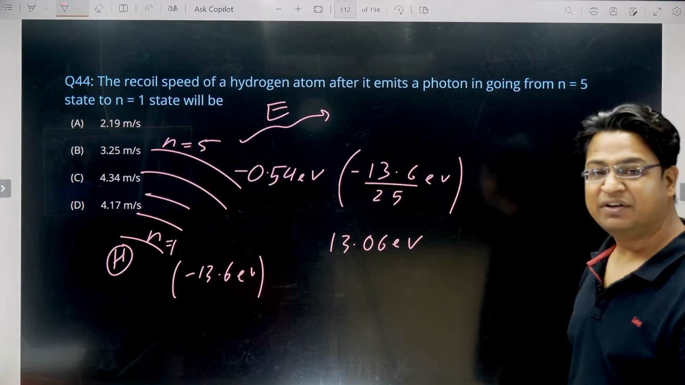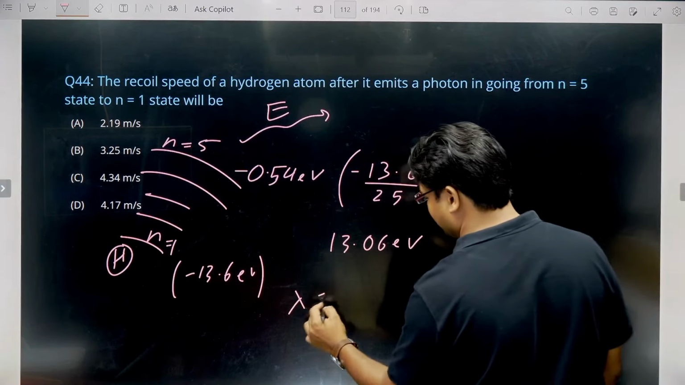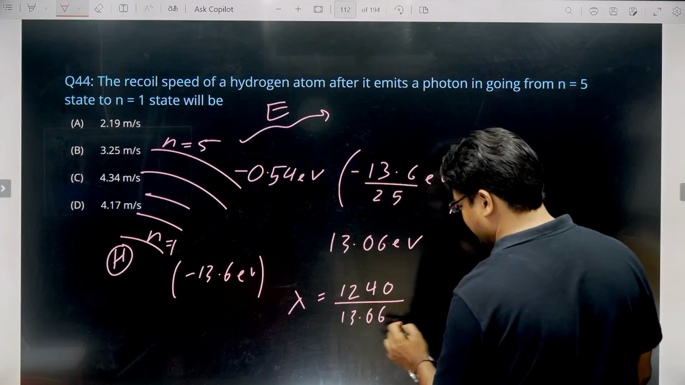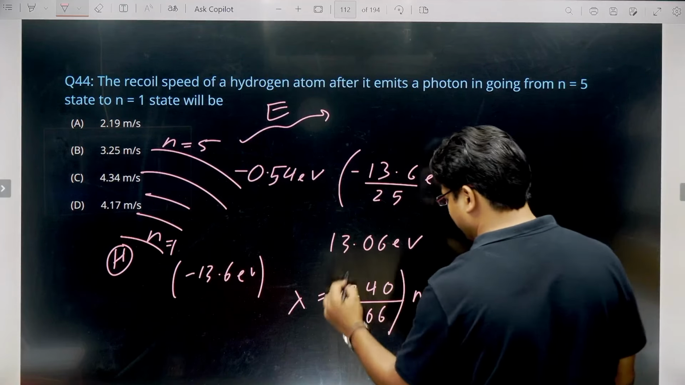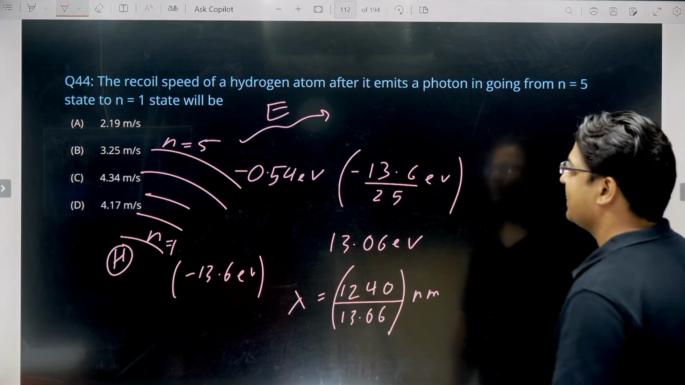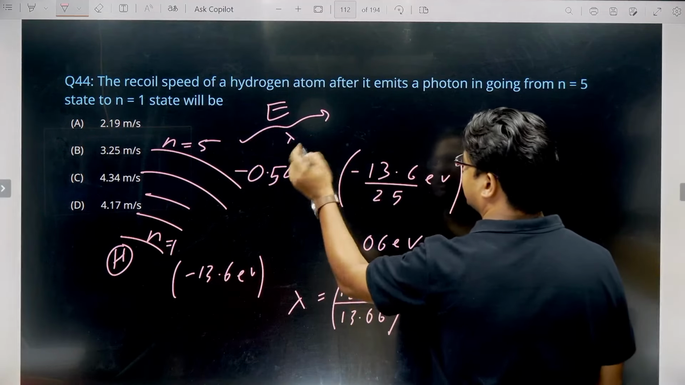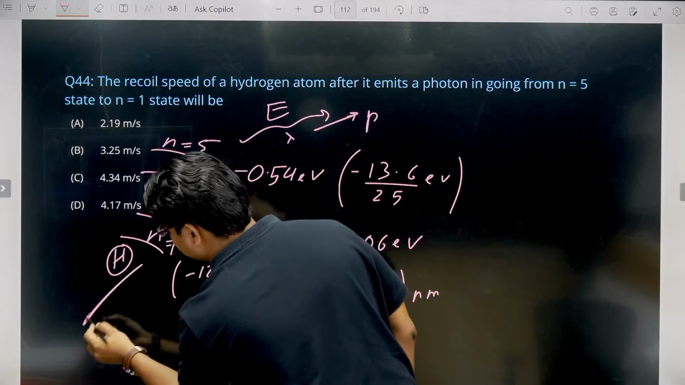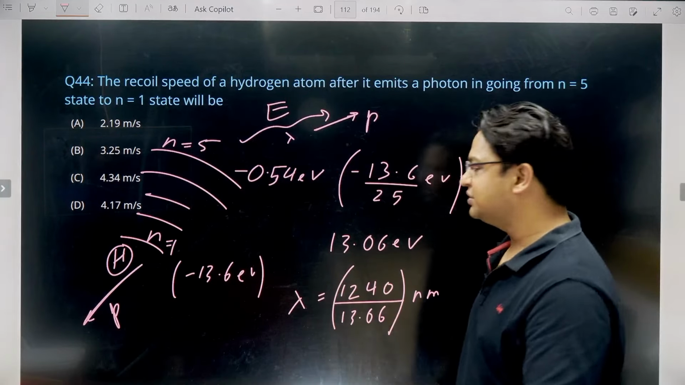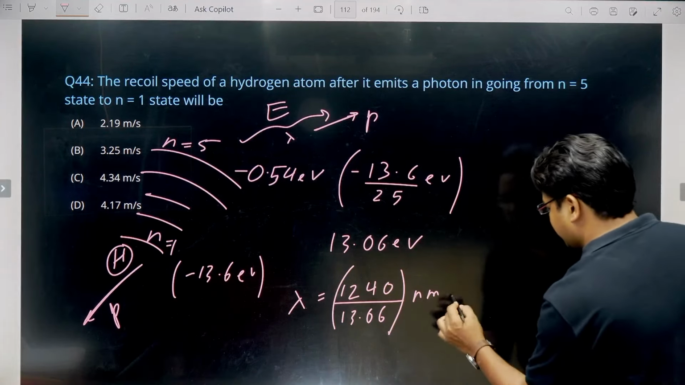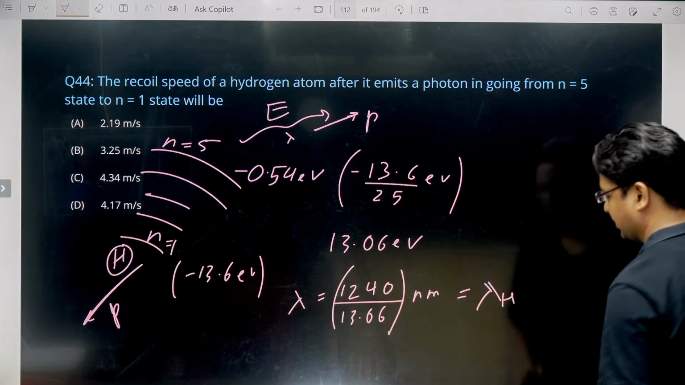So can we get the wavelength of the photon? Yes. The wavelength of the photon would be 1240 divided by 13.06. This will give us the wavelength in nanometer. Now understand this: whatever wavelength this has, corresponding to that wavelength, this photon has some momentum, and this hydrogen atom needs to have the same momentum. In other words, the de Broglie wavelength of the hydrogen atom also needs to be this one.